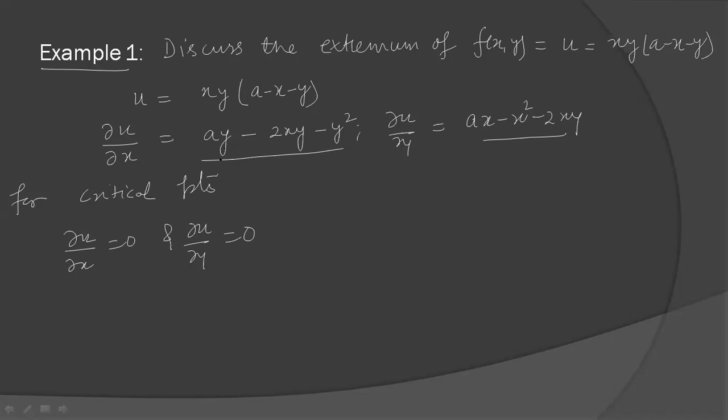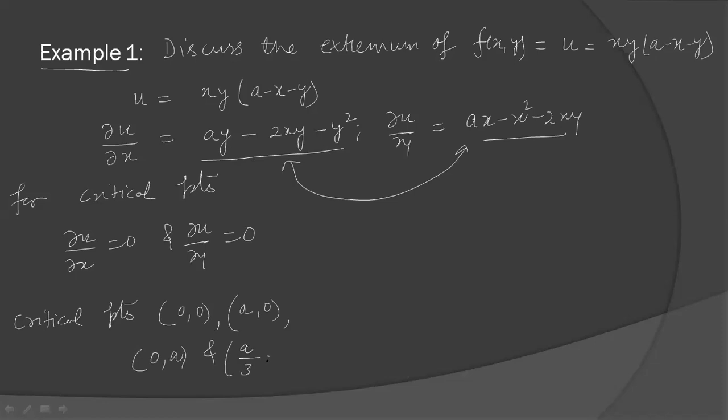Now, what is the meaning of this? So we can put x equal to y and we can get two solutions here. If we solve these two conditions for x and y, the critical points are 0, 0, a, 0, 0, a, and a by 3, a by 3.